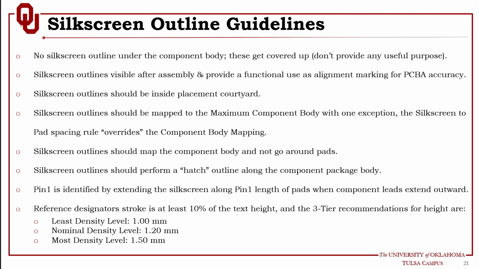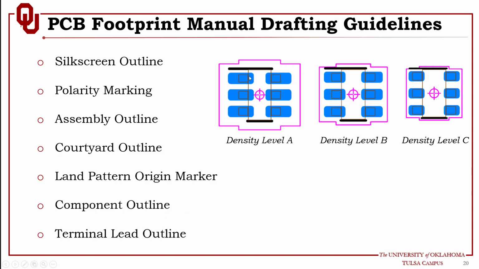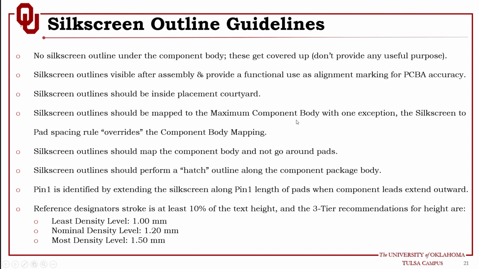So no silk screen outline under the component body, as it gets covered up. You should not put a silk screen similar to this. This is basically the assembly outline. This will not be printed as a silk screen. The silk screen is basically this and that, and if you place a component on top, you can still see the silk screen. If you put the silk screen underneath the component in here, even if the silk screen is not touching the pad, once you assemble the component, you no longer can see it. So there is no purpose to it. Why do you need it? It doesn't provide any useful purpose.